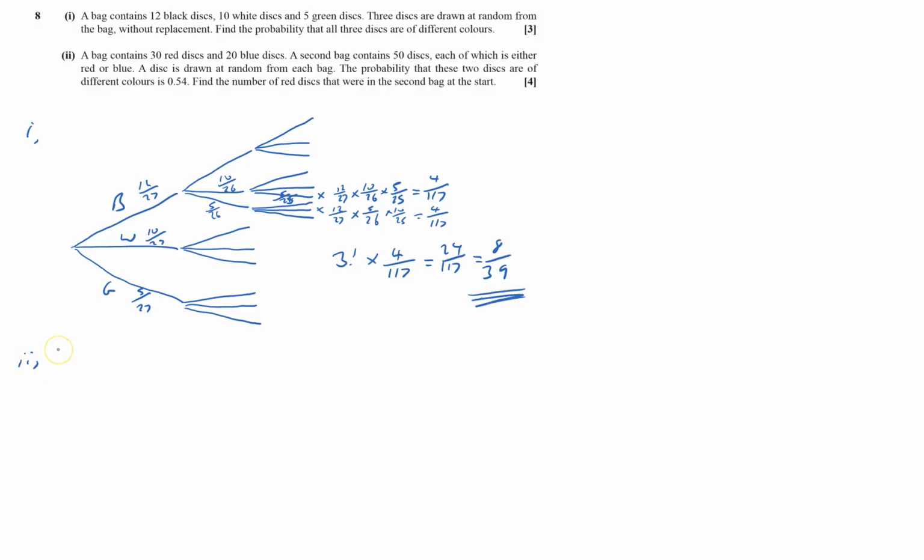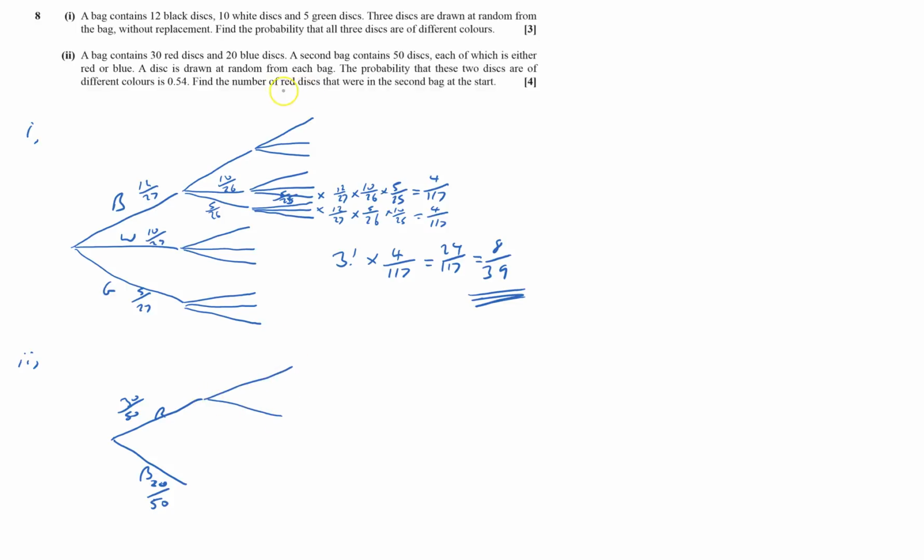Part 2. A bag containing 30 red and 20 blue, so I'm going to draw that to start off with. 30 red and 20 blue, so it'll be 30 50ths and 20 50ths. Second bag contains 50 discs, each of which is either red or blue. A disc is drawn at random from each bag. The probability these discs are of different colours is 0.54. Fine. Okay, so I've got the first bag red, and I've got the second one. It could either be red or blue.